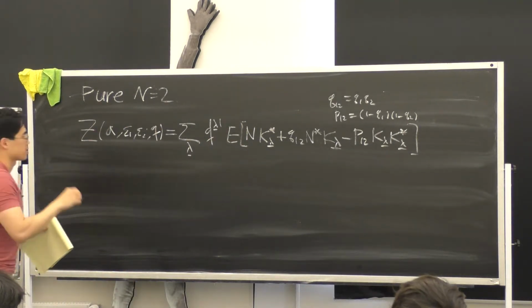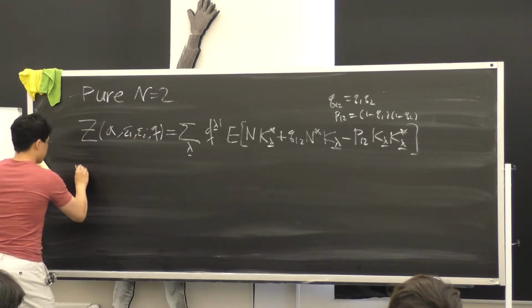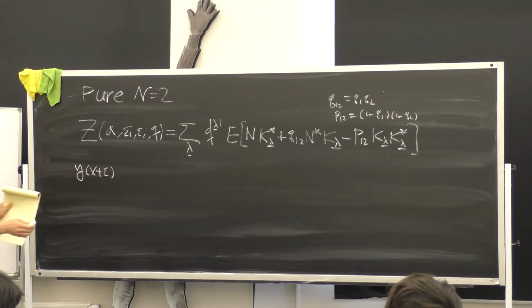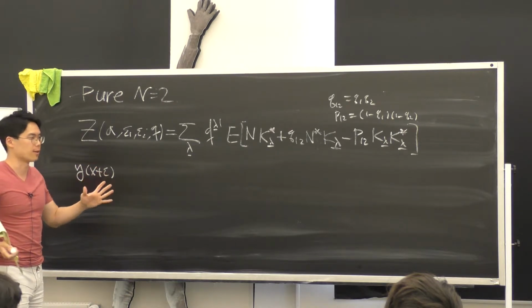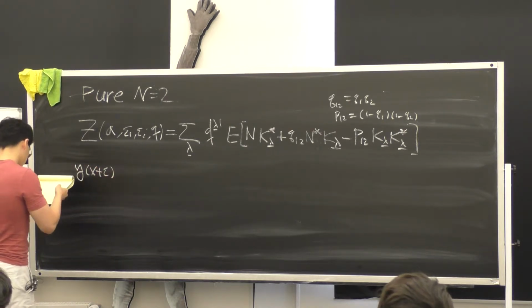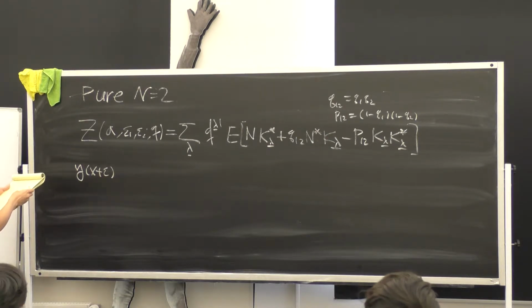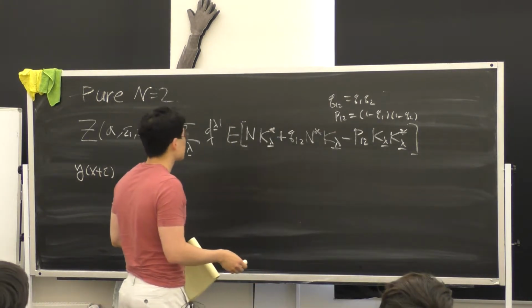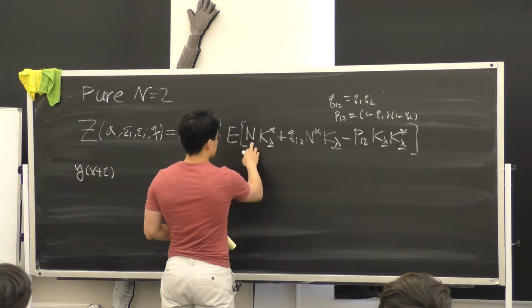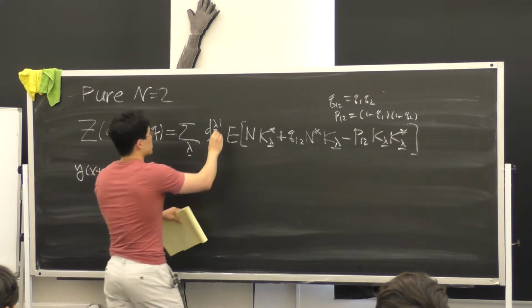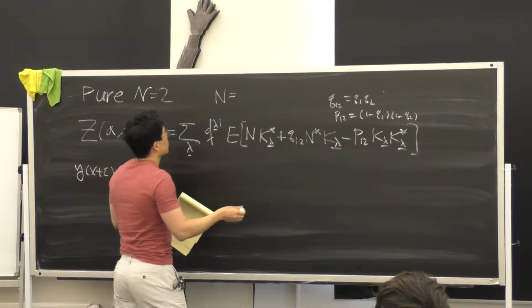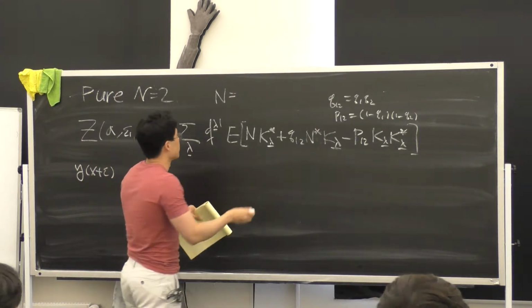So what I'm going to show you is that starting from Y of x plus epsilon, I will compute the residue of it and see how it can be cancelled by adding a second term. So this thing? Yeah. So N is just the rank N bundle.